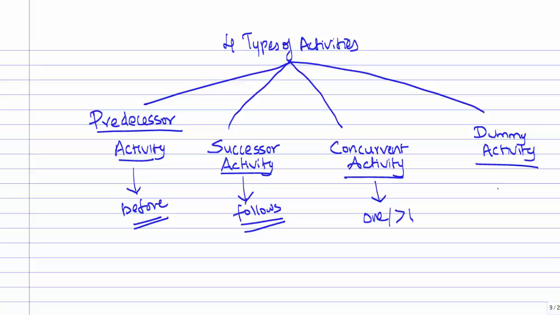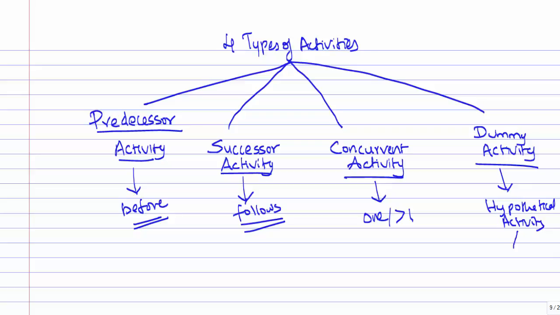The fourth type of activity is a dummy activity. What is this dummy activity? It is basically a hypothetical activity. It means it does not consume any kind of resource. An activity is something which is going to consume resource and time, but a dummy activity is hypothetical and will not consume any kind of resource.